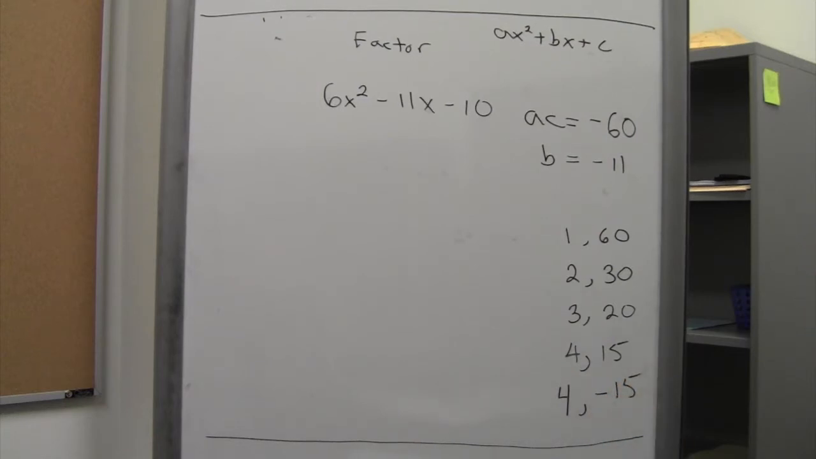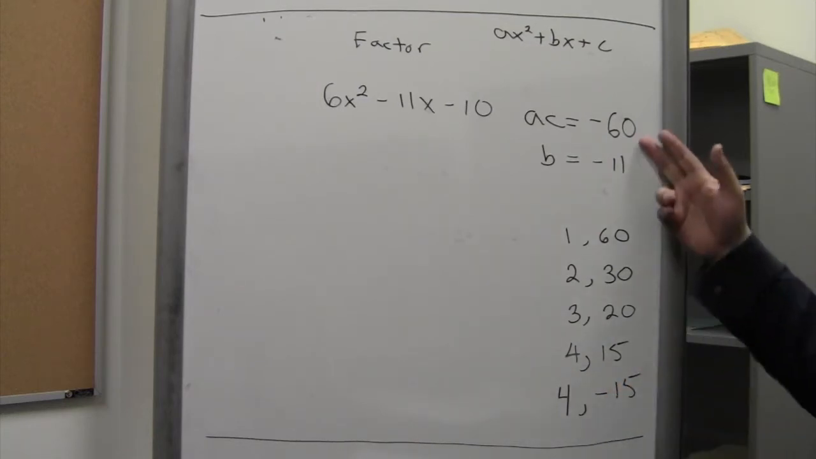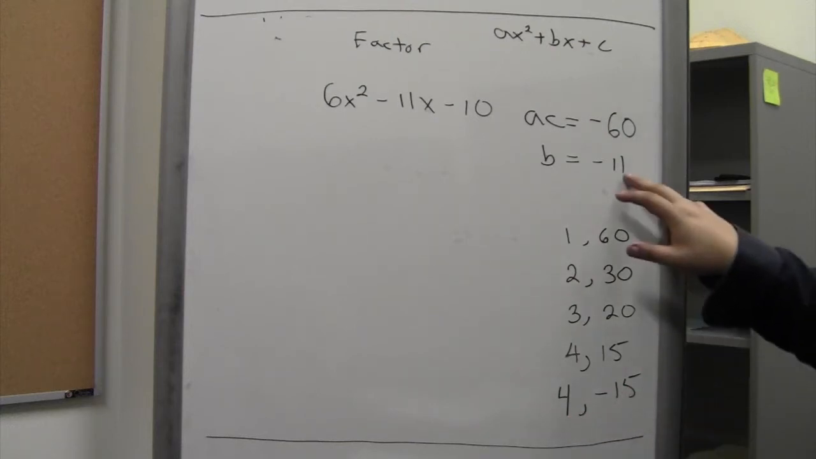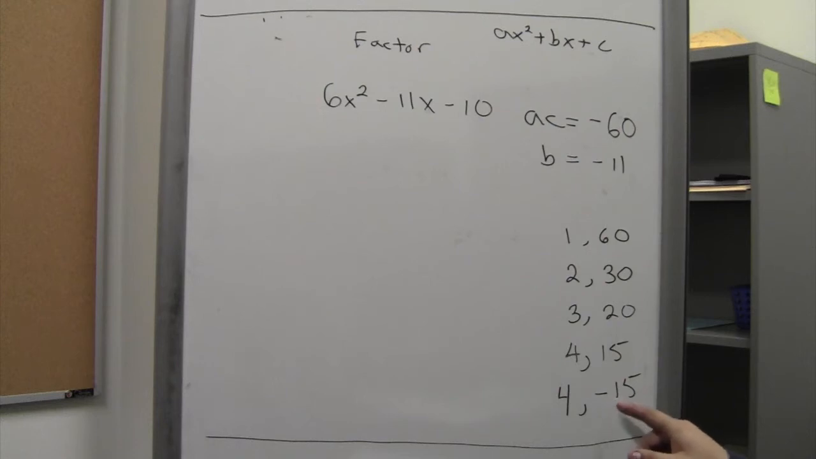What if we did 4 and negative 15? Again, we get negative 60. And this time when we add them, we actually get negative 11. So these are the two numbers that we're going to use.